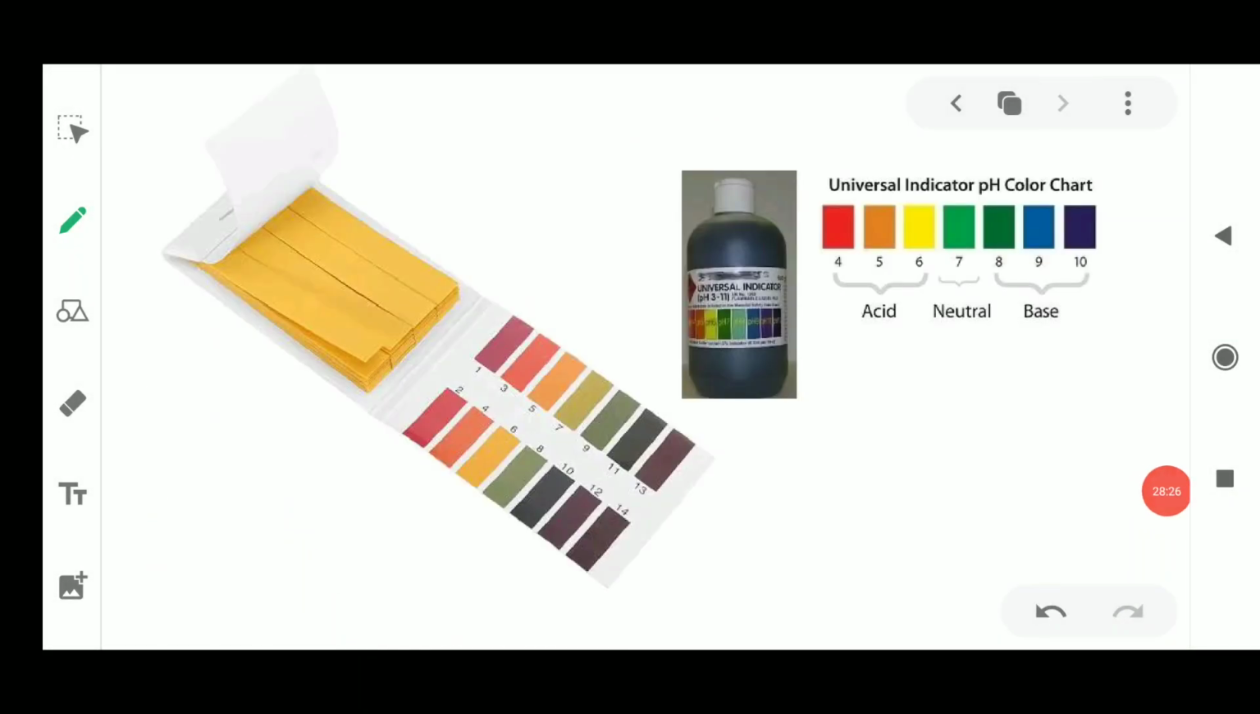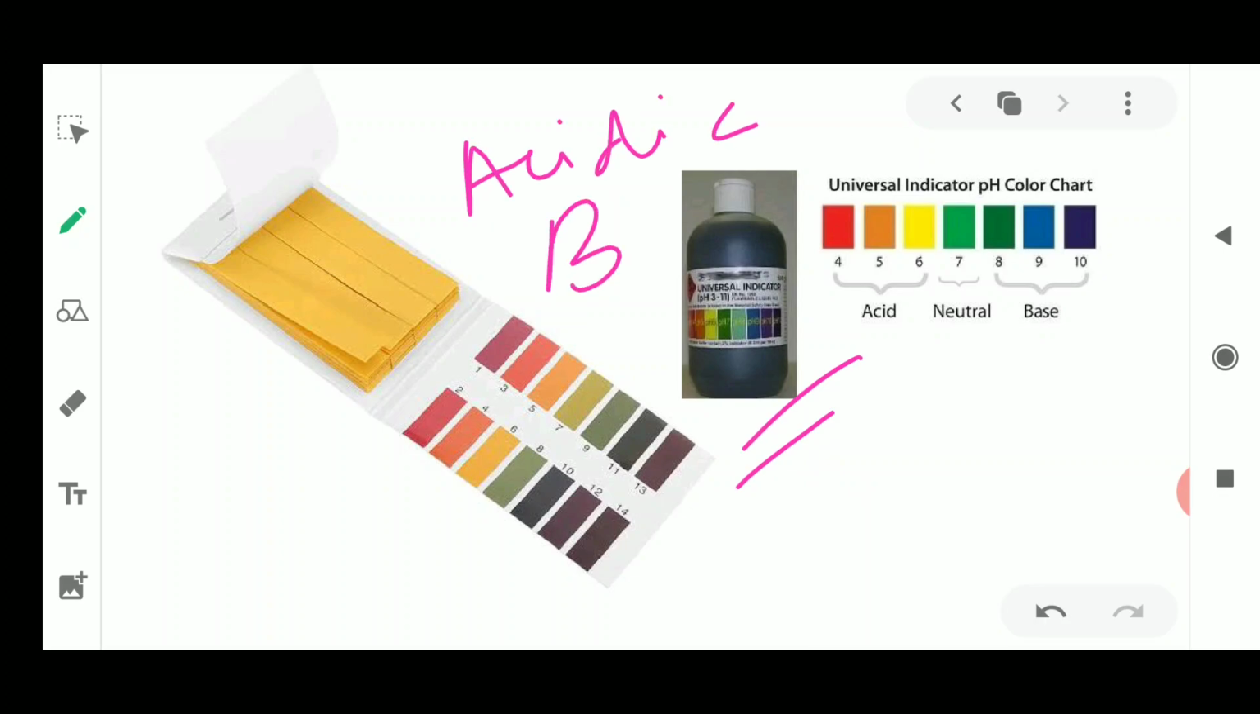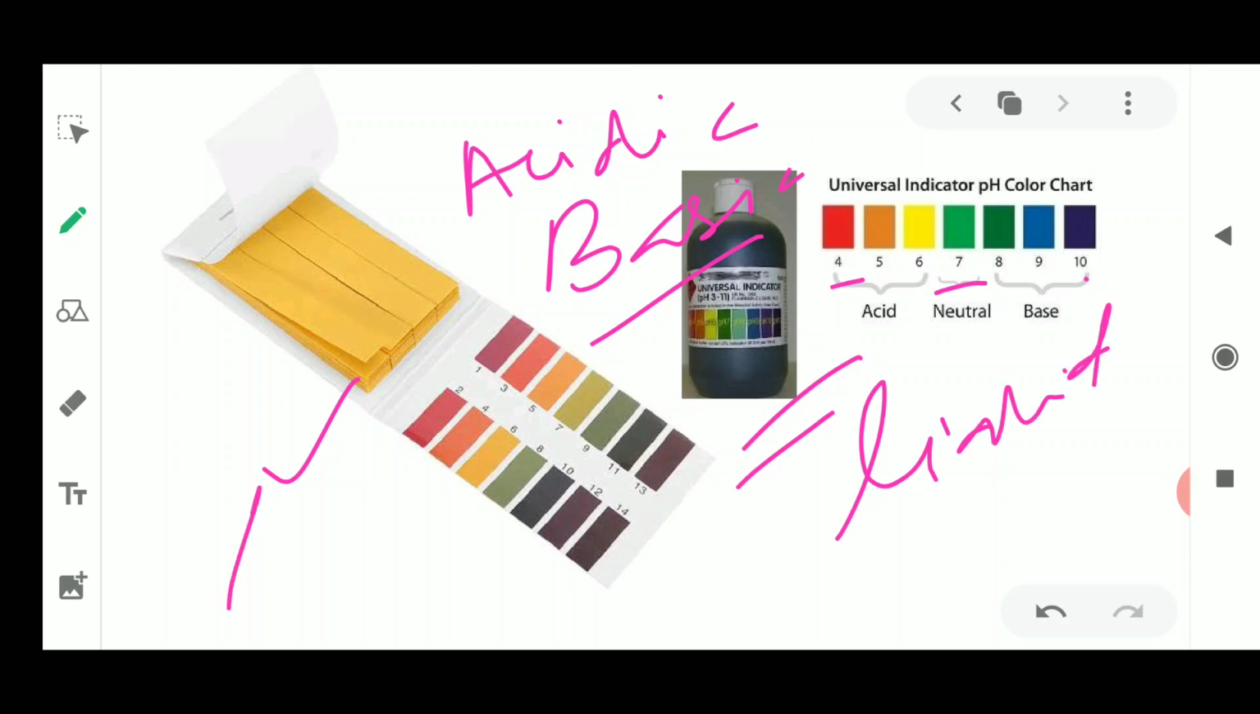So this is a slide which is showing you the color code of the natural universal indicator. It is obtained in the form of liquid, and once it is added to acidic substances or to basic substances, it is going to show you different types of colors. It is also obtained in strip form, in paper form. These papers are similar to the pH paper.